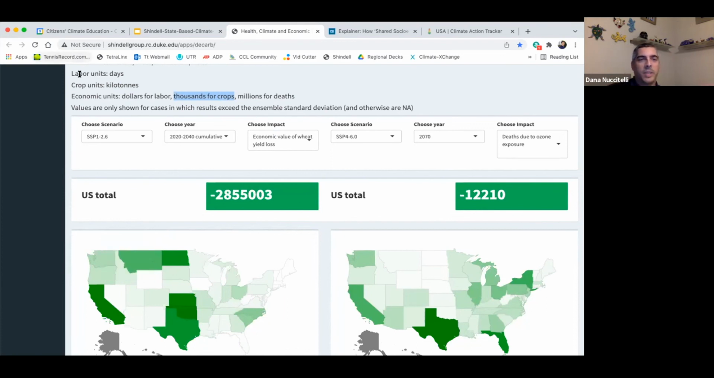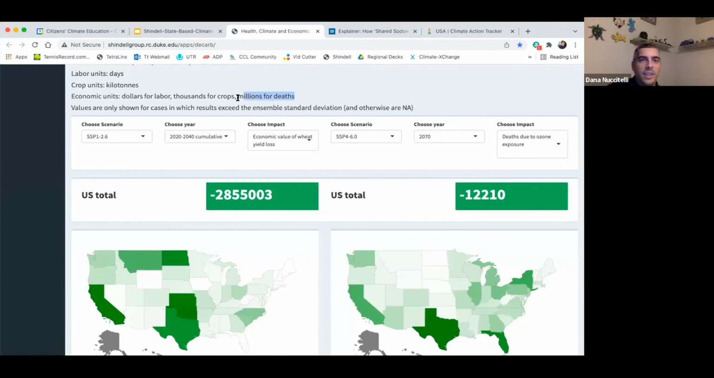So just be careful, make sure you look at the key up here to see what specific impact you're looking at and what the units are. So anytime it's any of the crops, you're basically multiplying this number by 1,000. So anytime it says 100,000, it's actually 100 million.